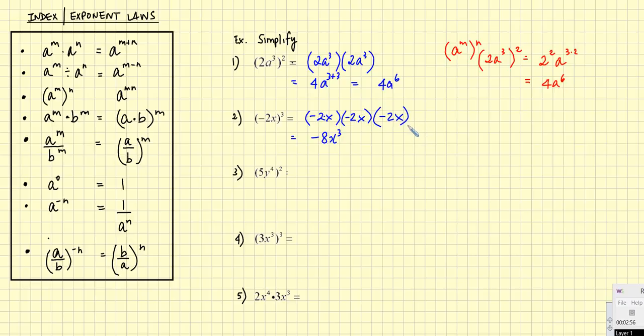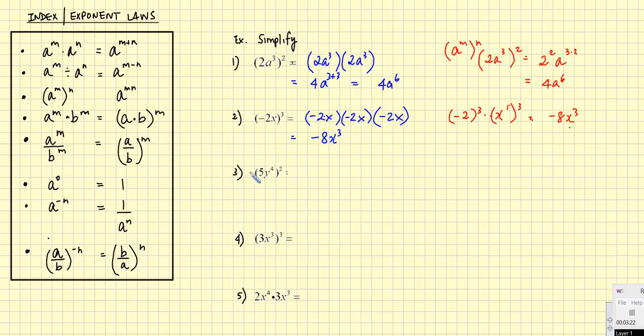Again, if I had just used the laws of the exponents, I am most likely to have done negative 2 cubed times x to the power of 1, all cubed, and that would have given me, very simply, negative 8x cubed, which again is exactly the same answer as we got in the first part.